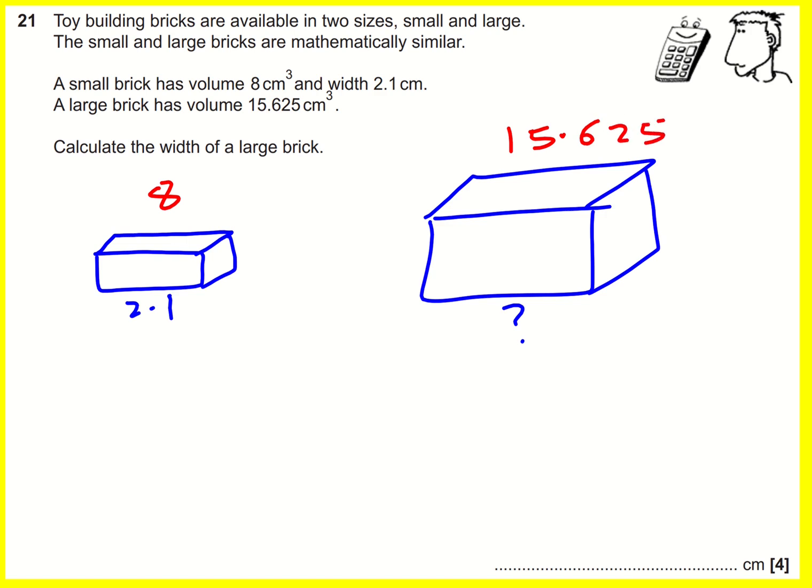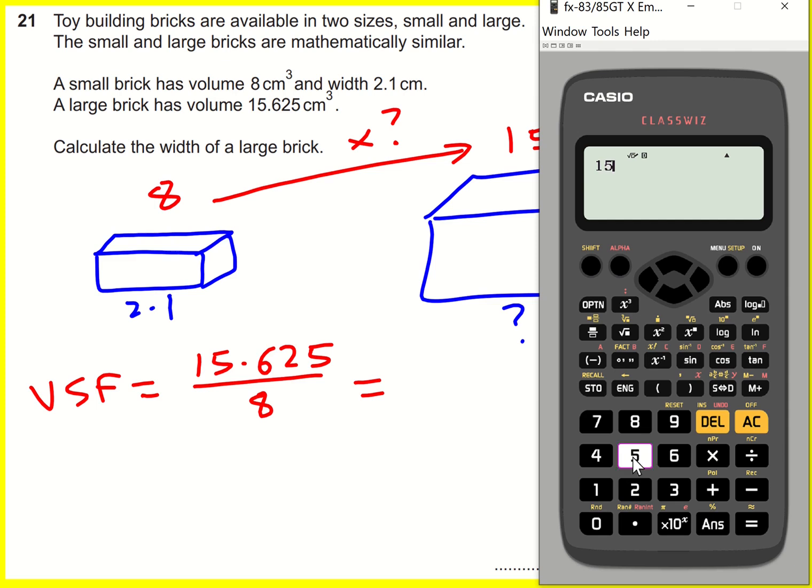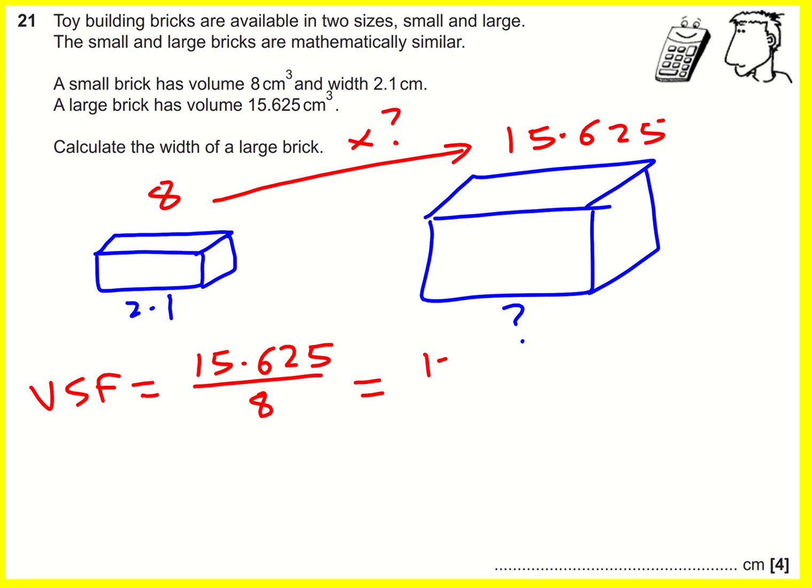15.625. Well, we can actually work out the volume scale factor here by dividing the larger number by the smaller number for the volumes, that is. And there we have it. Oh, that doesn't look very nice. I'm going to leave it as a fraction, 125 over 64.